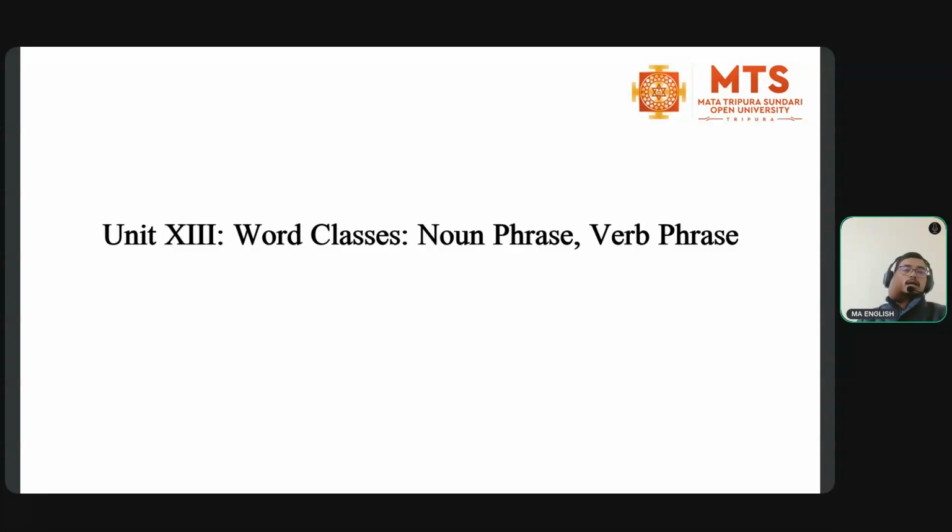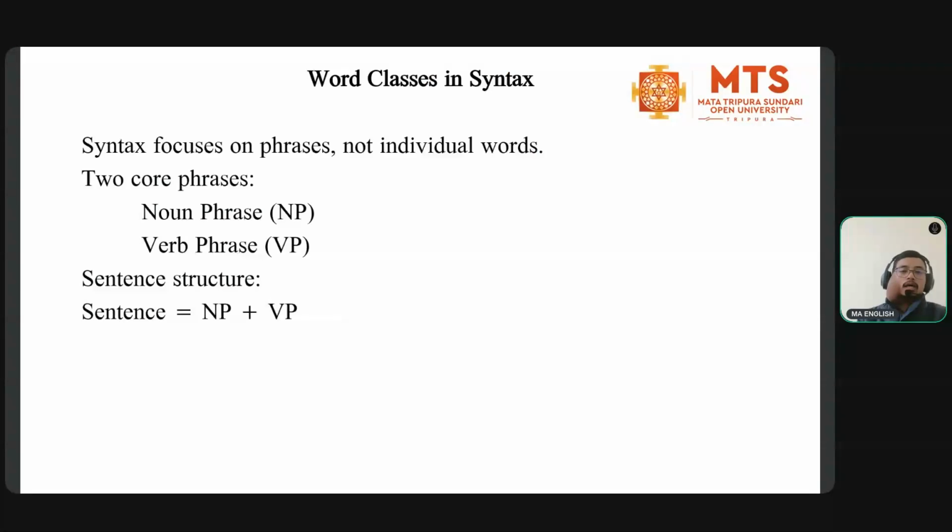So syntax is interested in how words group together to form phrases, right? These phrases then combine to form sentences. So when we analyze a sentence, we do not analyze one word at a time. We analyze what? Groups of words. Two important phrase types in English sentences are noun phrases and verb phrases. Almost every English sentence can be described using this simple formula: sentence means noun phrase plus verb phrase.